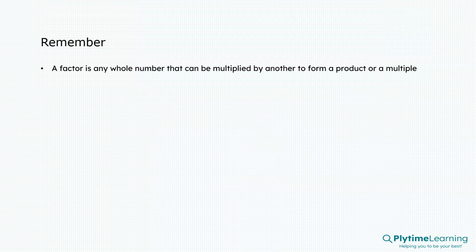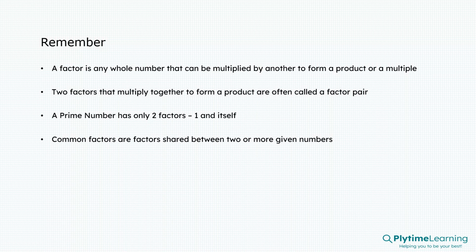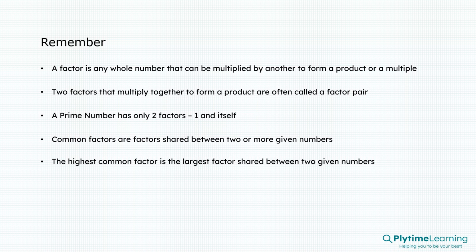Remember, a factor is any whole number that can be multiplied by another to form a product or a multiple. Two factors that multiply together to form a product are often called a factor pair. A prime number only has two factors, 1 and itself. Common factors are factors shared between two or more given numbers. The highest common factor is the largest factor shared between two given numbers. For example, the highest common factor for 8 and 20 is 4.